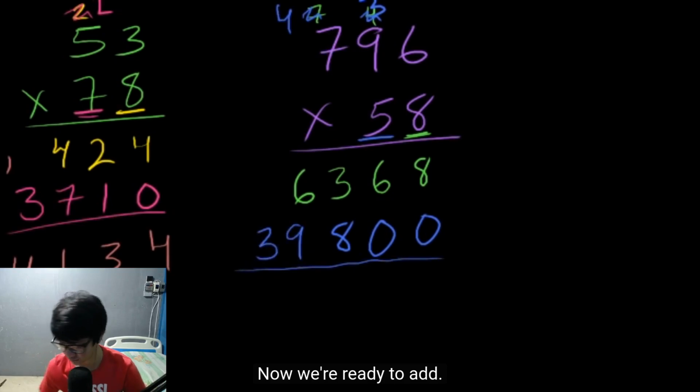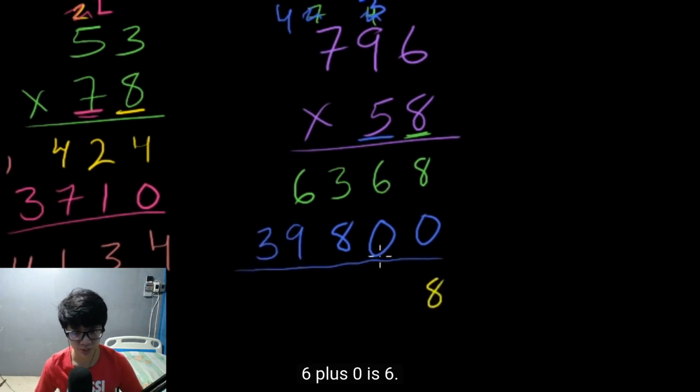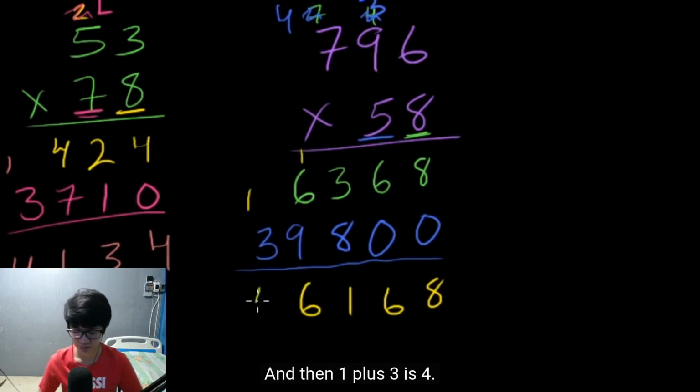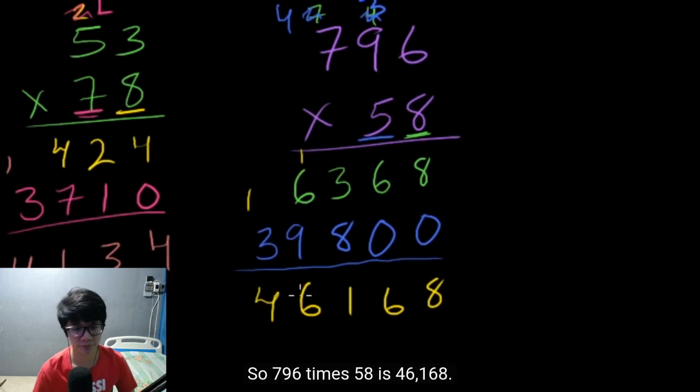Now we're ready to add. 8 plus 0 is 8. 6 plus 0 is 6. 3 plus 8 is 11. 1 plus 6 is 7. 7 plus 9 is 16. And then 1 plus 3 is 4. So 796 times 58 is 46,168.